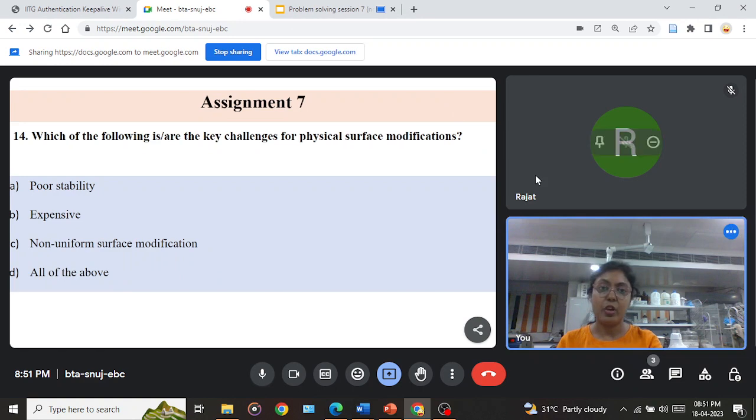Let's move on to question number 14, which is: which of the following is or are the key challenges for physical surface modifications? You have to think about what the key challenges are specifically when you go for physical methods of modification of the surfaces. A is poor stability, B is expensive, C is non-uniform surface modification, and D is all of the above. Which one of the following is or are the key challenges for physical surface modifications, right?